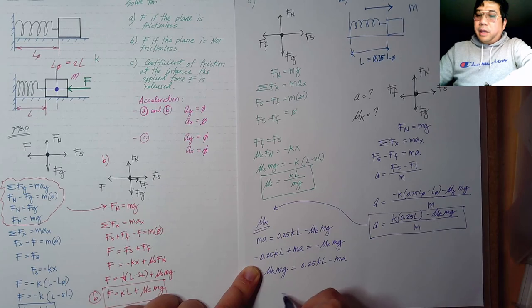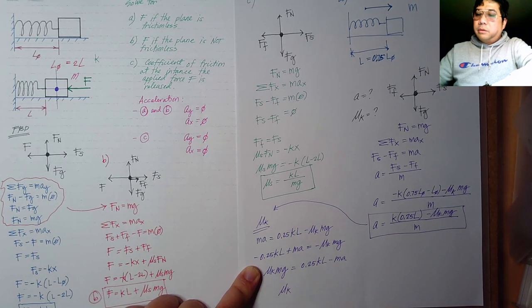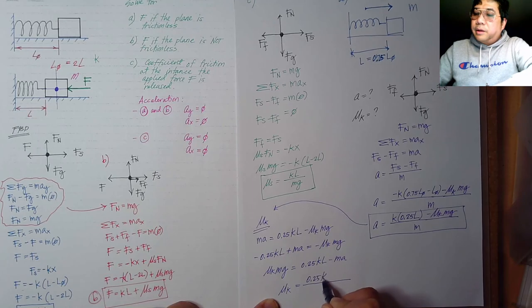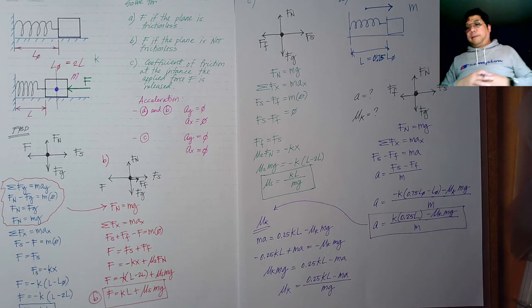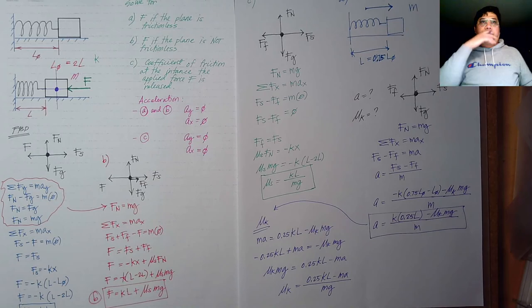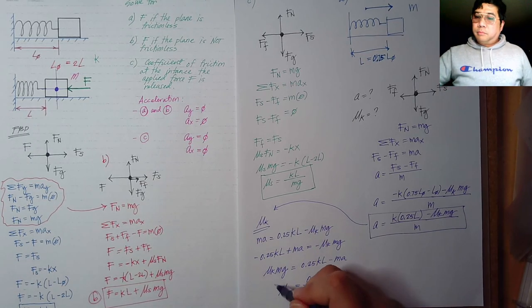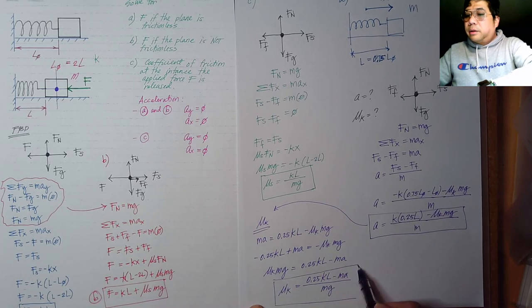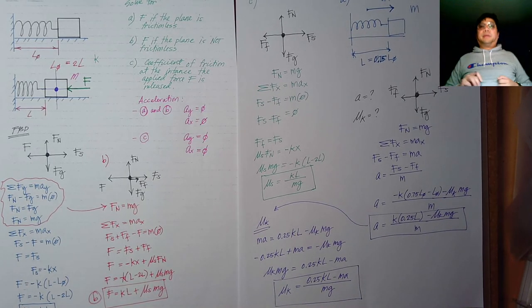So now we can say that our mu k, or the coefficient of kinetic friction, is simply equivalent to 0.25 kl minus ma over m of g. So this will be our coefficient of kinetic friction shown.